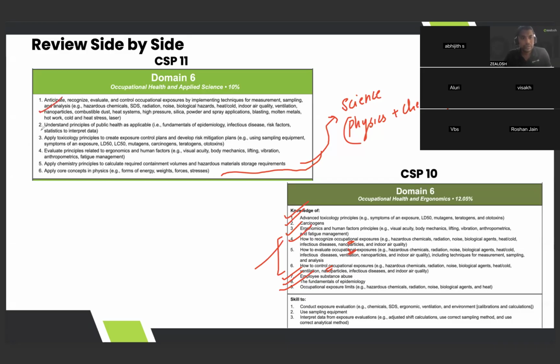Then understand principles of public health, applicable epidemiology, infectious disease, risk factors. Then apply toxicology principles, where also there is LD50, LC50, mutagen, carcinogen, teratogen, autotoxin, as I told, nephrotoxin, neurotoxin, those types of things. Evaluate principles related to ergonomics and human factors. Now there are two additions here. What are the two additions? Apply chemistry principles to calculate the contaminant, volumes, and hazardous materials storage present.